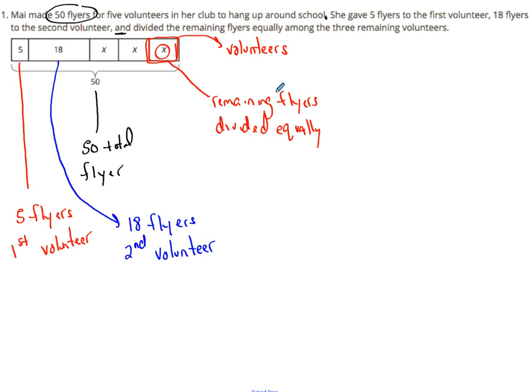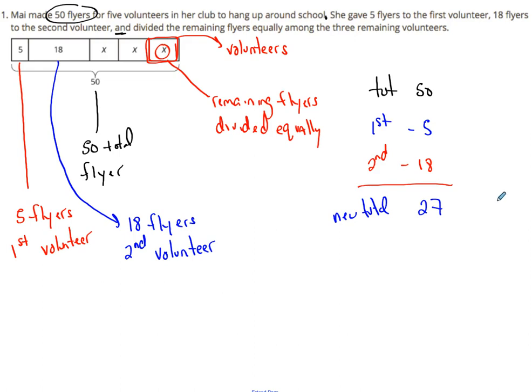So let's start there. My overall total is 50. So I'm going to start with my total. I have 50. I'm going to subtract my first person, who had 5 flyers. Then I'm going to subtract the second volunteer, who had 18 flyers. And then what's my new total after I subtract? 27. I'm going to get 27 remaining flyers.